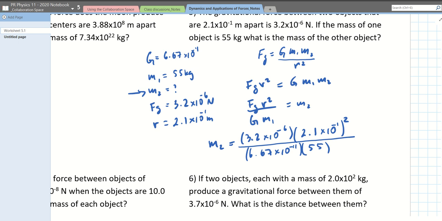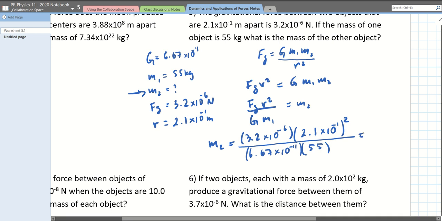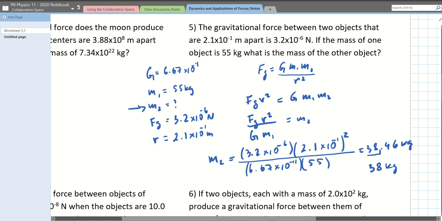3.2 raised to negative 6 times 121 squared. Now when I do the division here, I'm going to put the bottom two numbers in brackets just in case my calculator doesn't understand what I want from it. Times 55, close the bracket, I get 38.146 kilograms. All right, now I need to round this. Because we have 2 sig figs, we need to round this to basically just 38. So that's question number 5.